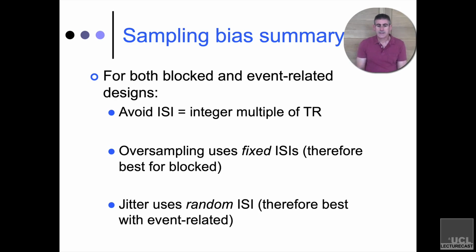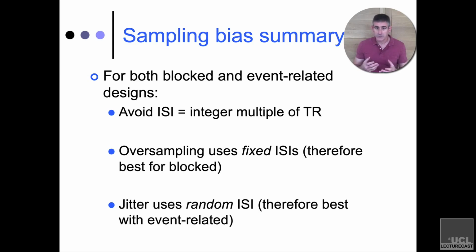Okay, so that is to say, for both blocked and event-related designs, you always want to avoid the ISI, the interstimulus interval between your trials, being an integer multiple of your TR. The most common mistake is that people make them the same. They have their trials 3 seconds apart and they have a TR of 3 seconds. That is an absolute failure in terms of design, and it means that the data that you get will be poor to meaningless.